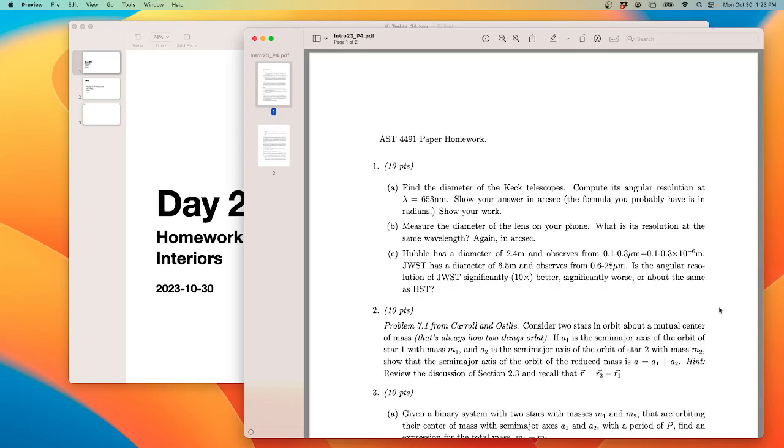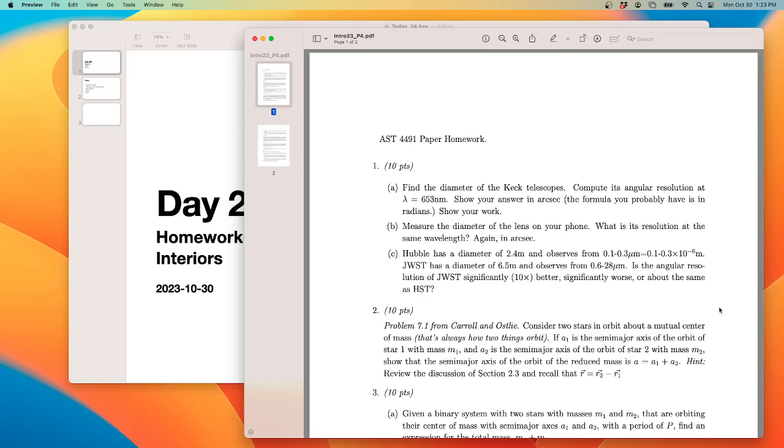So, did you guys find the diameter of Keck? What did you find? Like 10 meters. Yeah, it's 10 meters. I realized that I say find sometimes when I mean actually compute. There I just meant go look it up. Okay, so Keck is 10 meters. What'd you get for your resolution in arc seconds?